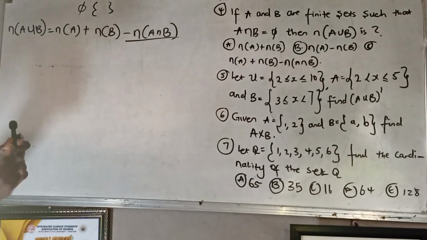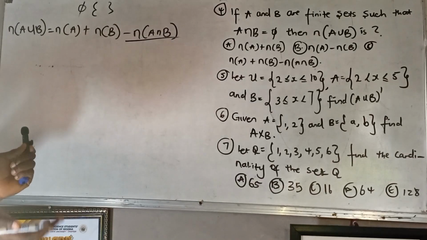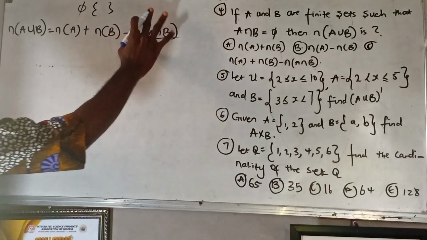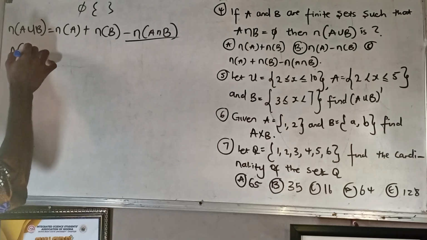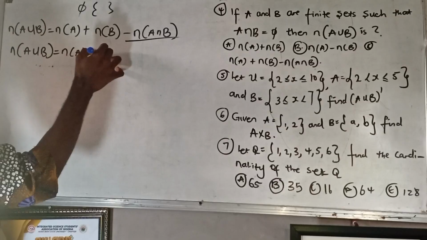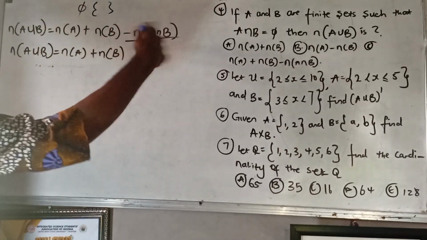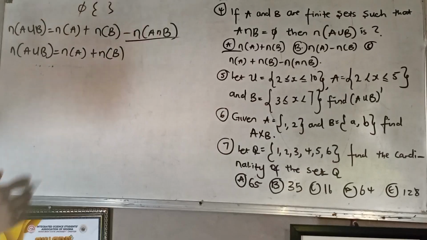If a set is empty, there is no member in it. That means there's nothing there. So n of A union B is equal to the number of A plus just this, because there's nothing there. Understand? The answer is just A. Question number 4, the answer is A. This one is empty, they have no intersection. So we are done with that.